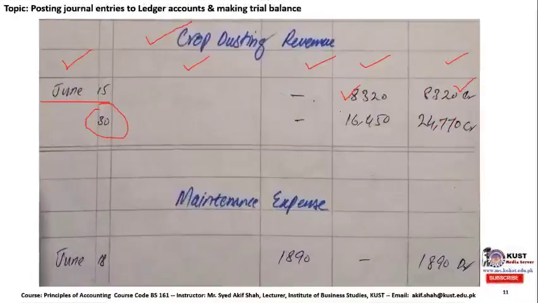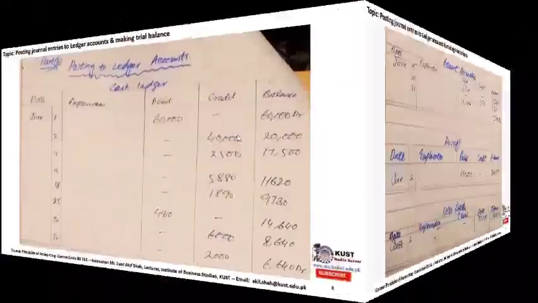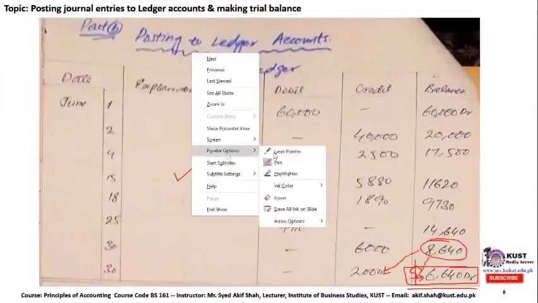So here we have 16,450, and both values are in the credit column, so therefore the credit will add up, the debit and debit will add up. However, the credit and debit will be subtracted from each other. The final balance in the crop dusting revenue ledger account is 24,770.